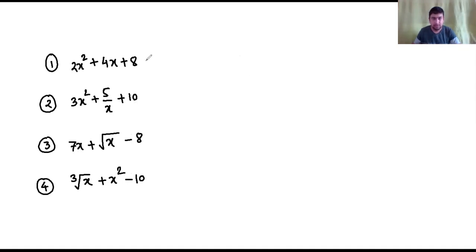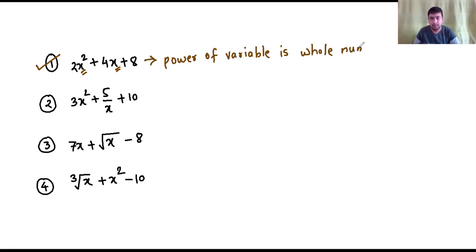See here, in the first example, 2x square plus 4x plus 8. If you consider this algebraic expression, the power of variable, what is variable here? X. The power of variable here is a whole number. So in all the terms, the power of variable is a whole number. Therefore, it is a polynomial. Is it right? By definition.